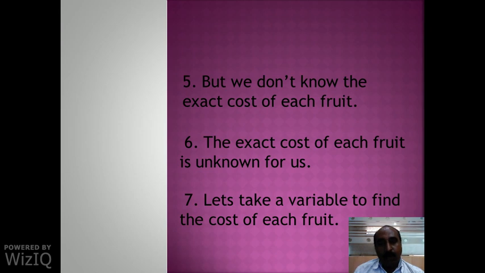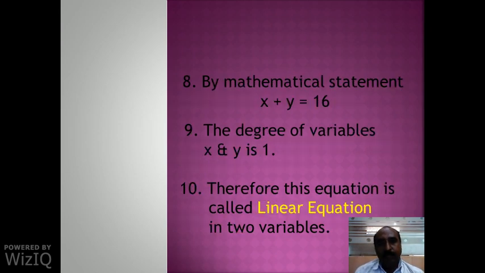Now, for that unknown quantity, let us take a variable to find the cost of each fruit and consider the cost of one mango be X and cost of one apple be Y. So the sum of these two costs is 16. Student knows the total cost, that is 16. Hence, X plus Y is equal to 16.